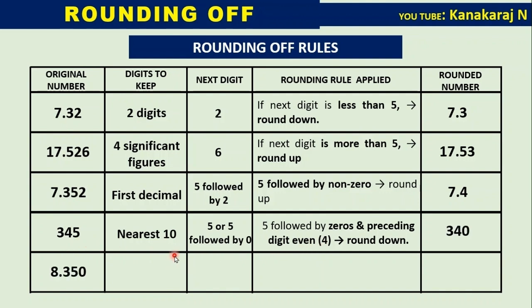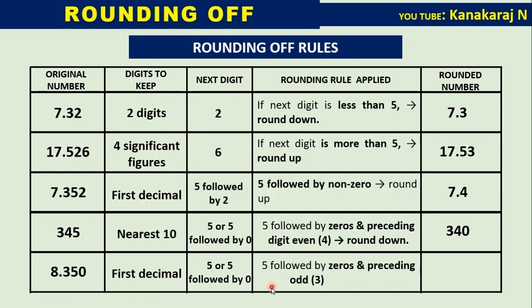The last example is 8.350. We have to keep the first decimal. So we are looking at the second decimal, which is 5 followed by 0. Then 5 followed by zeros and the preceding digit is odd. Here it is 3. Then the number has to be rounded up. So the answer is 8.4.